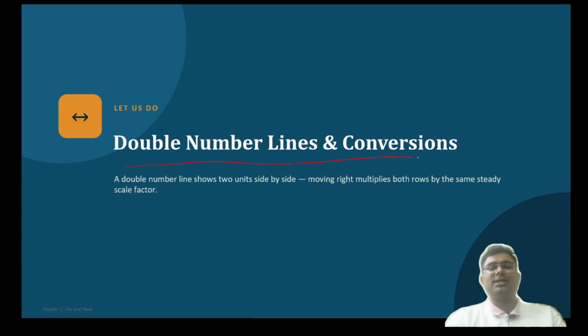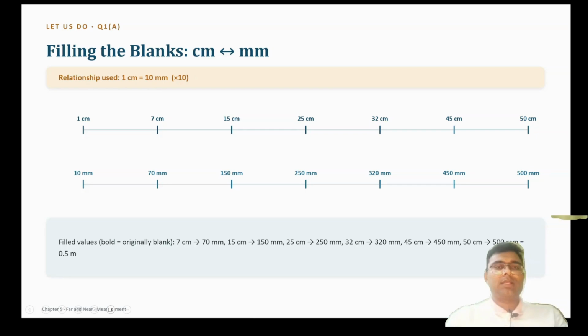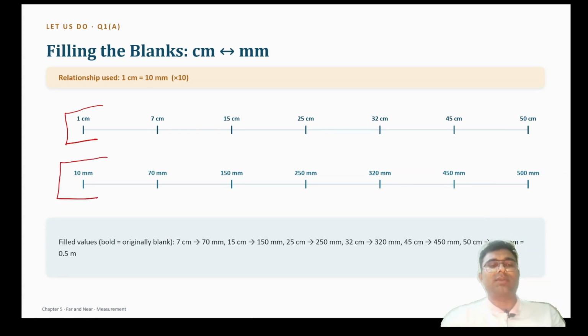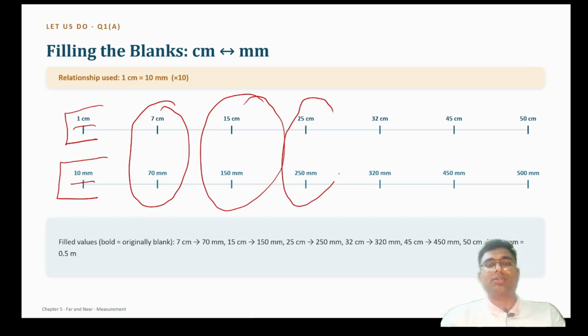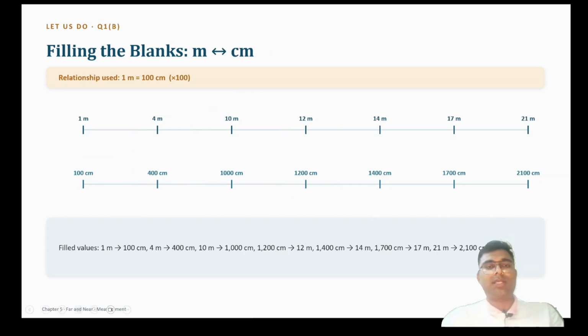Double number lines and conversions. So you can see here bachcho, there are two lines. The upper line, the length is given in centimeter, in the lower line it is given in millimeter. We have to fill the blanks. I have already filled, so you can just directly check it. Like 1 centimeter is equal to 10 millimeter, 7 is equal to 70 millimeter, 15 centimeter equal to 150 millimeter, 25 centimeter is equal to 250 millimeters.